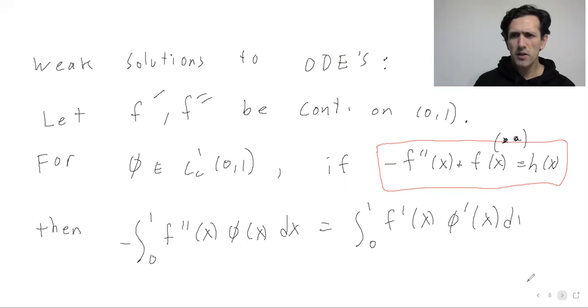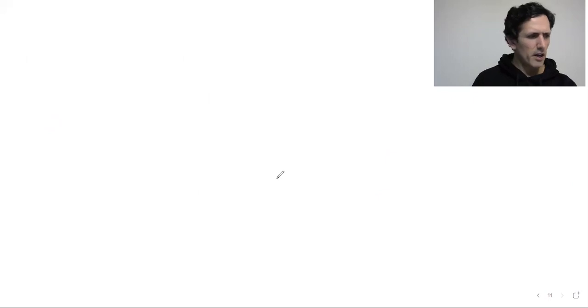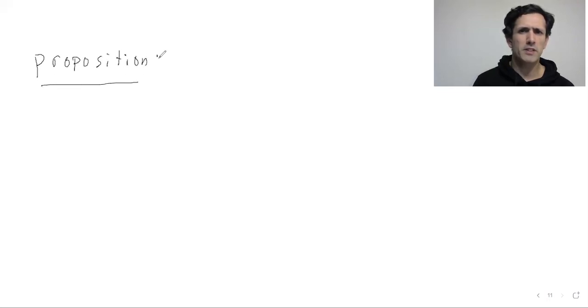basically from this property here. For any C_c^1 of 0 to 1, you prove properties about your pair f and big F. Right, and you usually do this in the context of partial differential equations. Okay. Right. Okay, yeah, so let me finish this off by the following proposition. Basically proving existence of weak solutions.